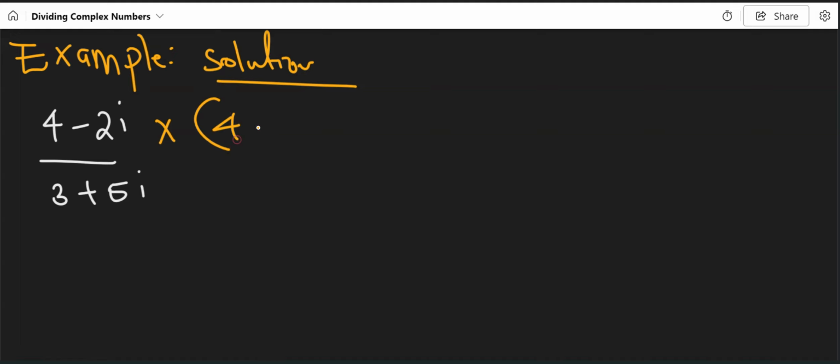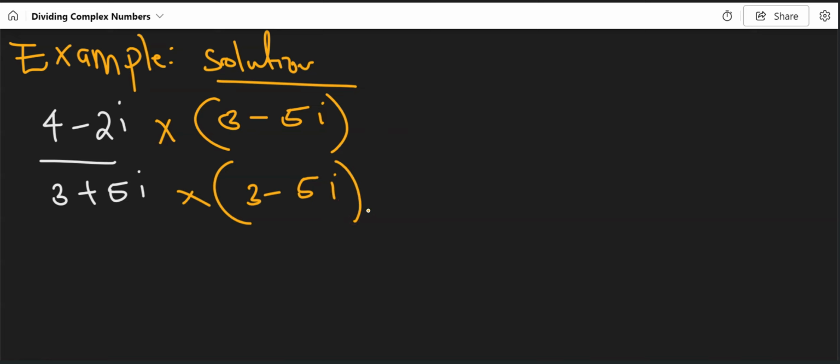That is 4. I mean, not really 4. But our conjugate is normally picked from the denominator. So that is 3 minus 5i multiplied by 3 minus 5i. The next thing is now to open up.